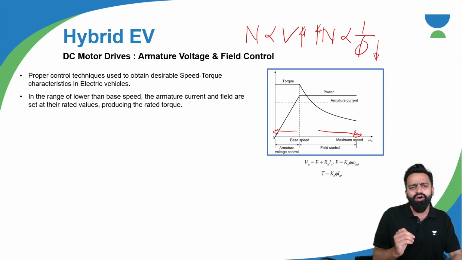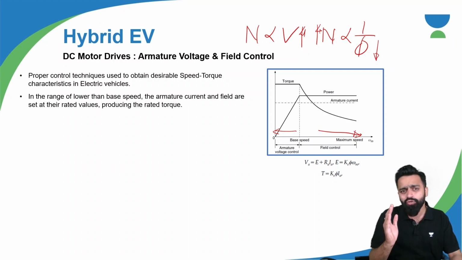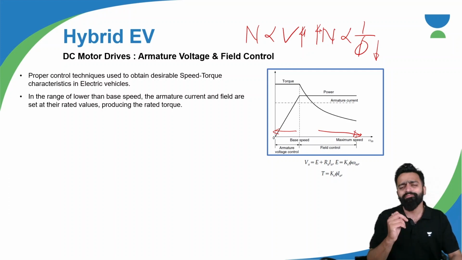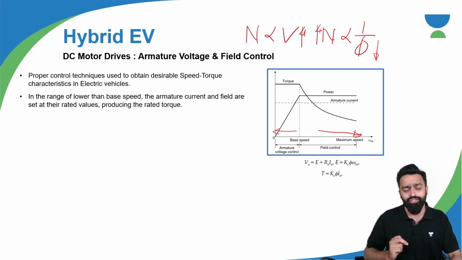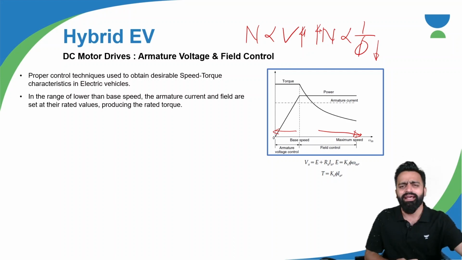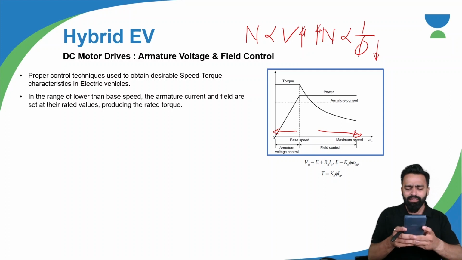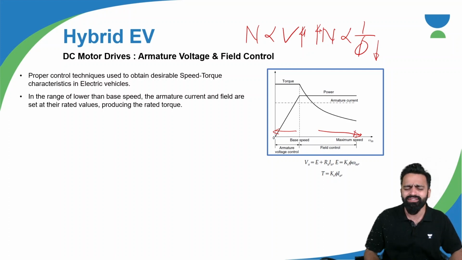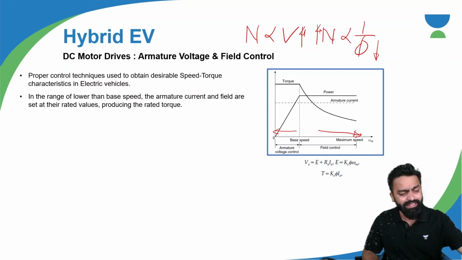So in the range lower than base speed, the armature current and the field are set at their rated values, producing the rated torque. I hope you know what rated values means. For example, at your home you have, suppose, an 18 watt LED bulb. That 18 watt LED bulb is operating at a 230 volt, 50 hertz supply. So if you do a basic calculation, 18 divided by 230, its rated current will be around 0.07 ampere. Okay, simple calculations.